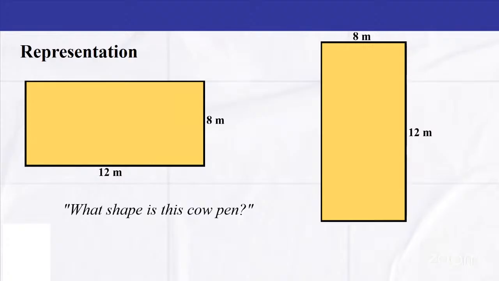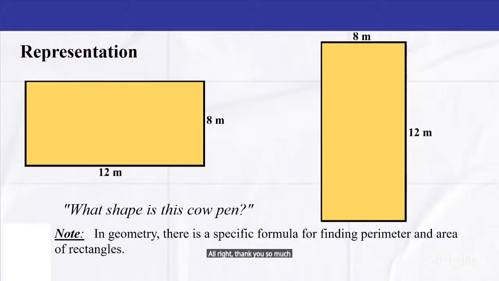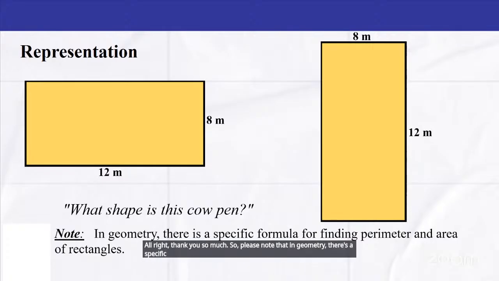Anybody? What shape is the cow pen? Nothing in the chat, Mrs. Hales? A number of persons are saying rectangle. All right, thank you so much. So please note that in geometry, there's a specific formula for finding the perimeter and the area of rectangles.